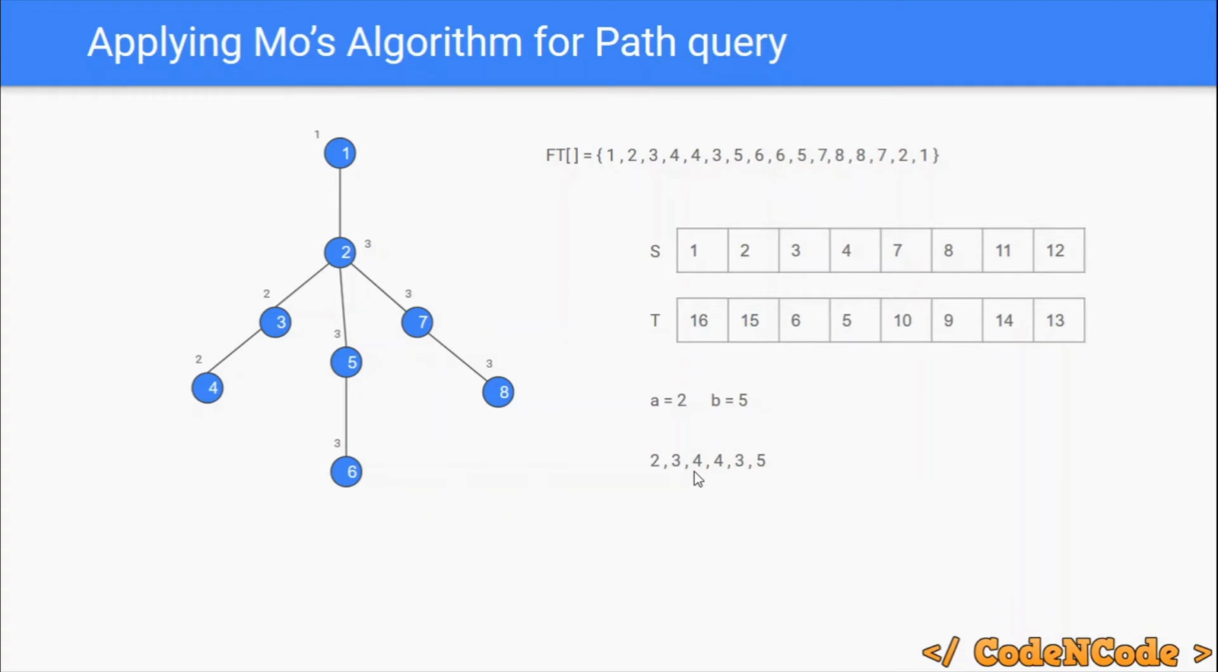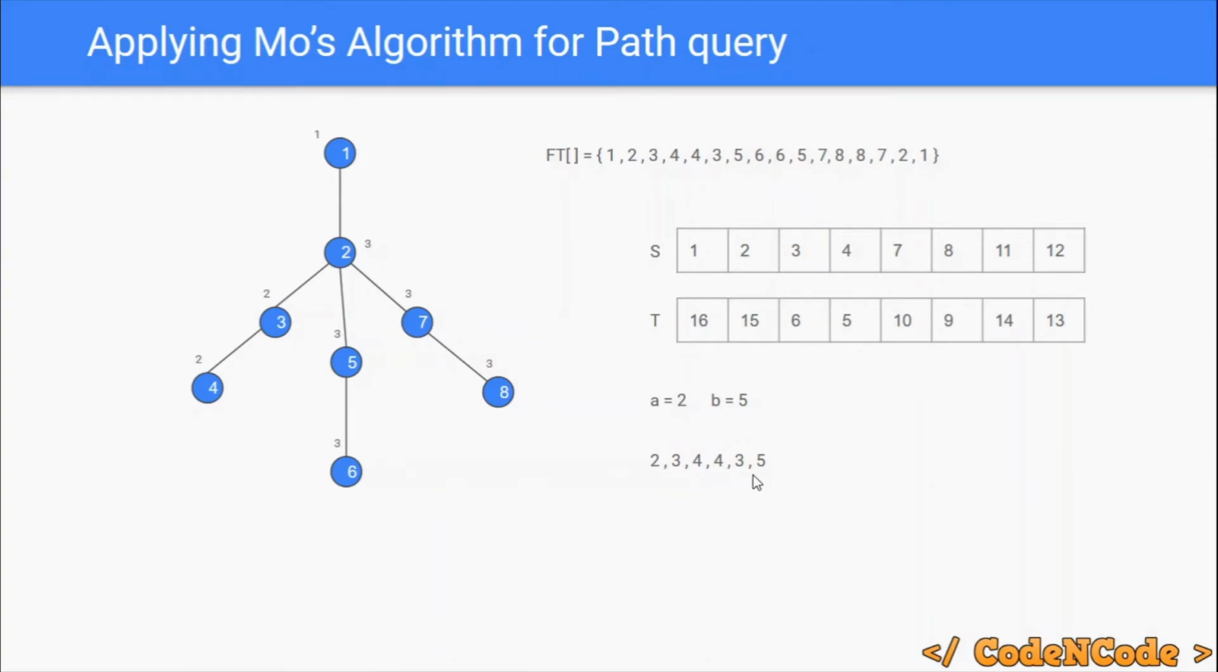But there is a special thing about 3 and 4 here. And the special thing is that node 3 and node 4 are appearing exactly twice, while node 2 and node 5 are appearing exactly one time. Now node 2 and node 5, which actually form the path from node 2 to node 5, are appearing only one time.